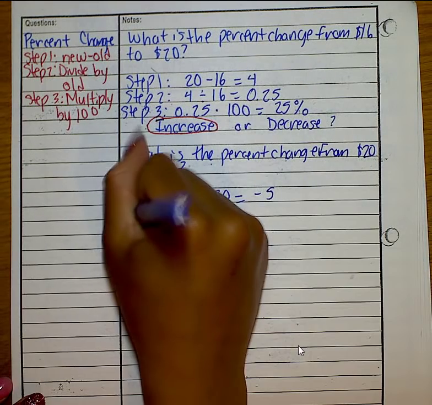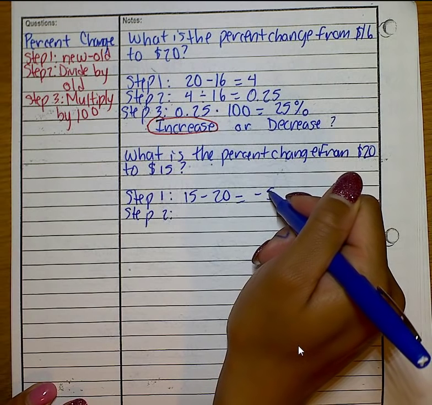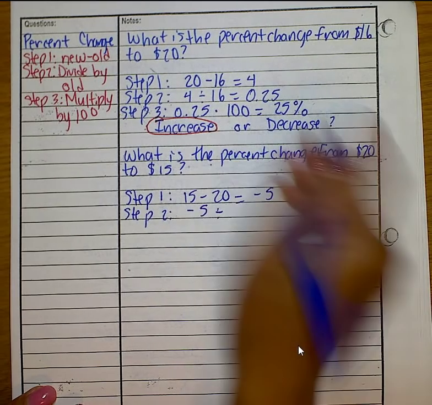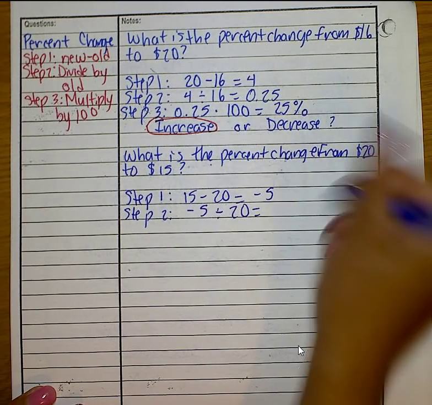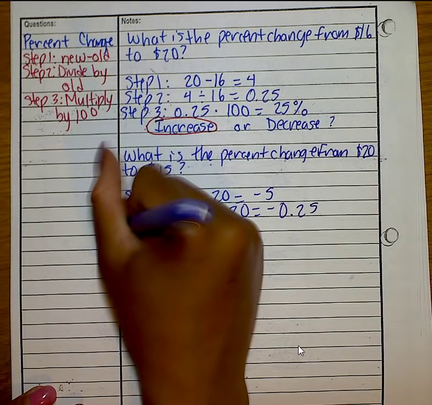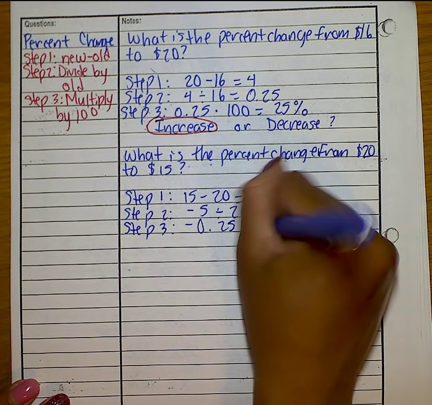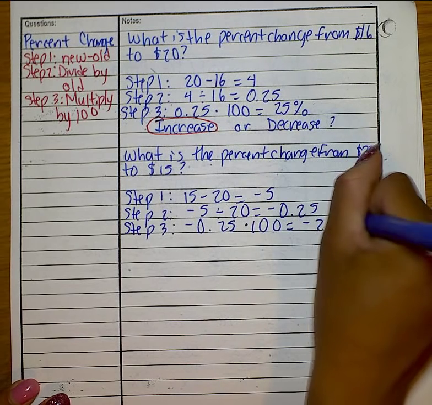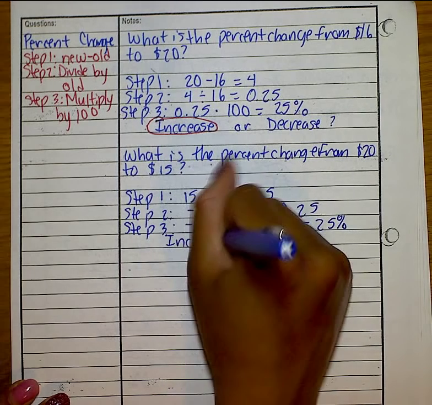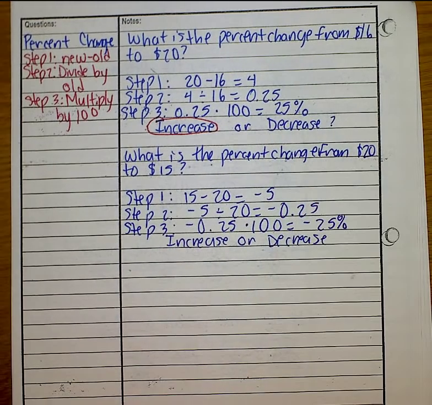Step 2 says to divide the answer by the old price. So it's negative 5 divided by the old price, which was 20. And that is equal to negative 0.25. And then step 3 told us that we needed to take this number, negative 0.25, and multiply it by 100, to get negative 25%. And then like before, they're going to ask you the question, is it an increase or decrease? If you look at the problem, it went from $20 to $15, so that was a decrease.